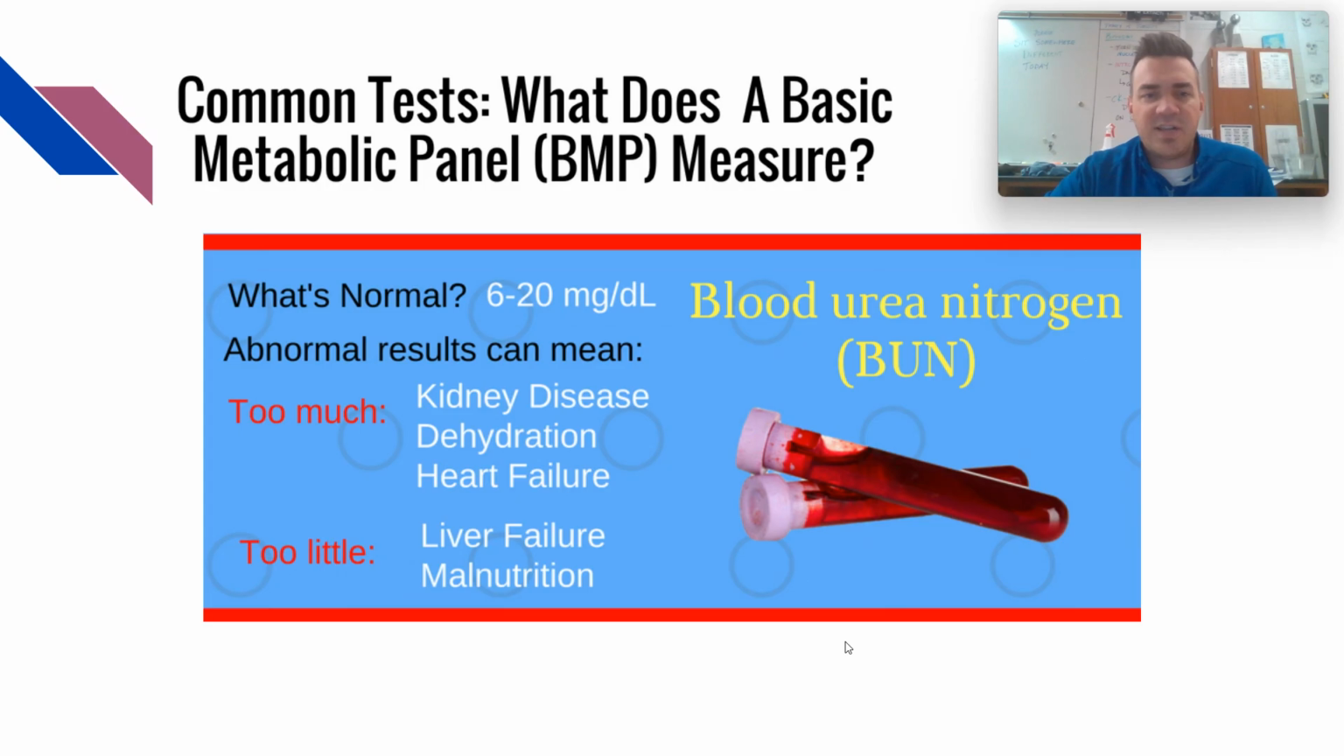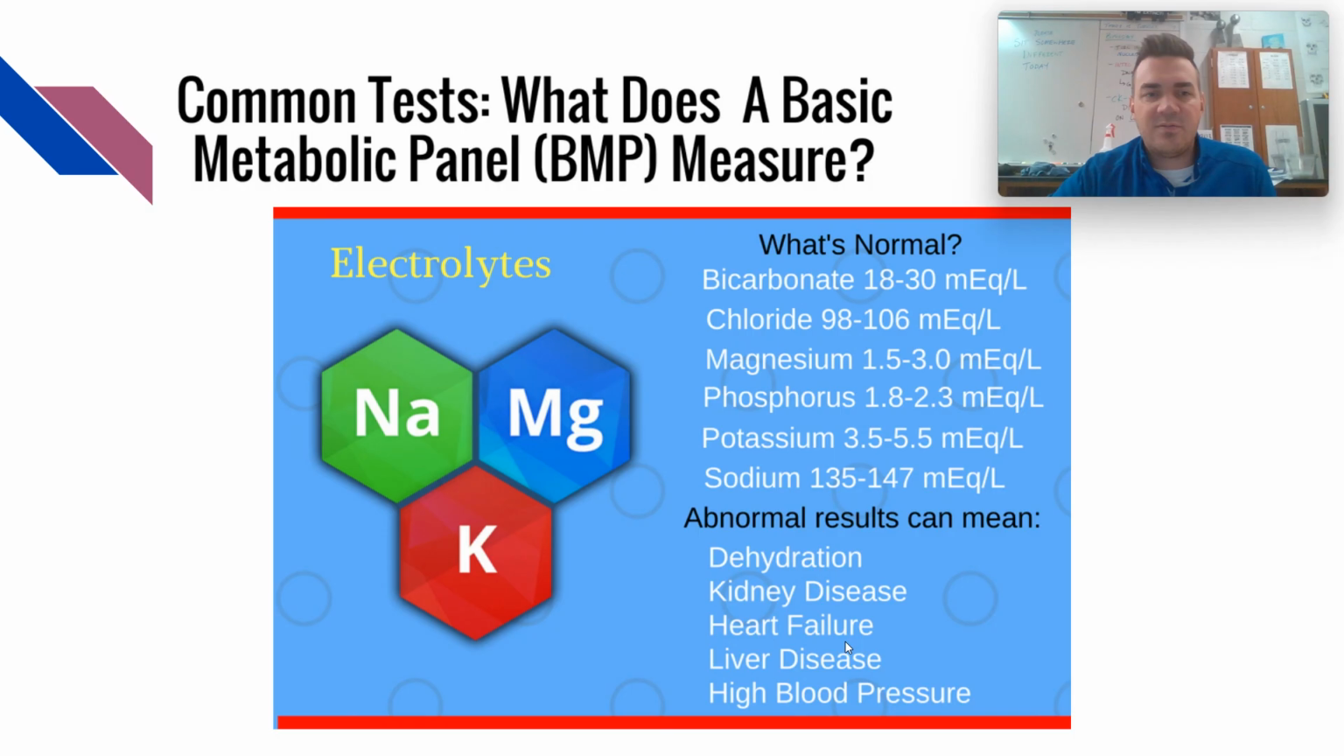Then you also have blood urea nitrogen. Normal levels are between 6 to 20 milligrams per deciliter. Too much, once again, could be a sign of kidney disease or dehydration, but it could also be a sign of heart failure. Now, if there's too little nitrogen in the blood, that could be an issue with the liver, or once again, malnutrition. Should have some nitrogen in the blood. Don't want to have too little.